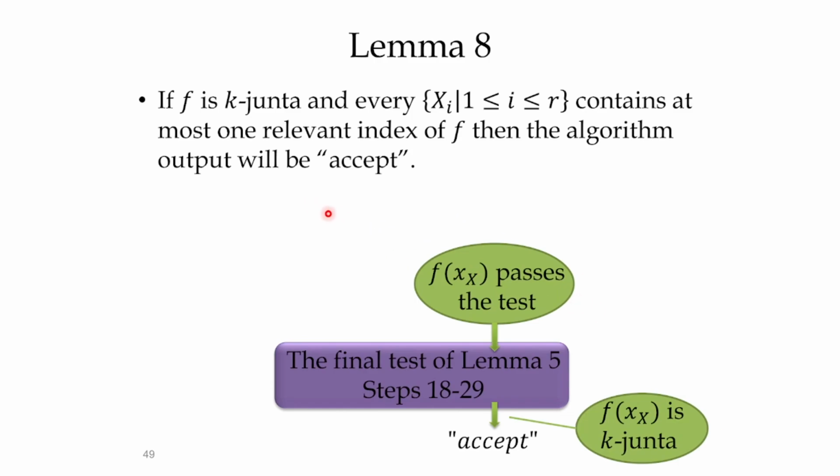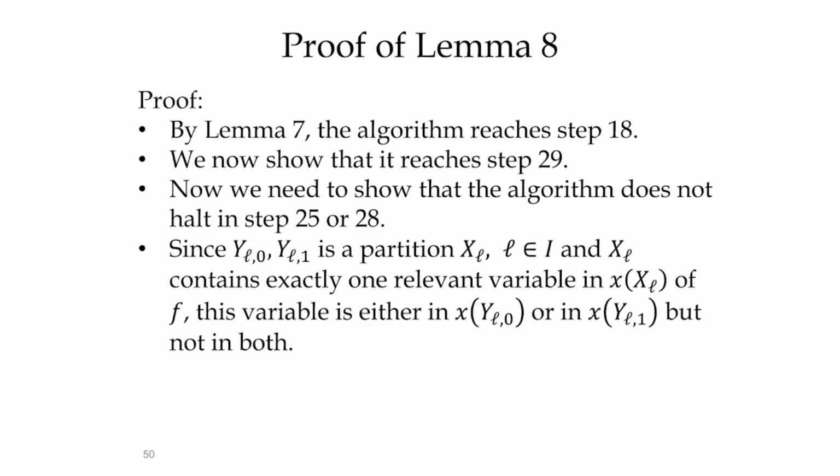Alright, so lemma 8. If f is k junta and every capital Xi, where I is between 1 and r, contains at most one relevant index of f, then the algorithm output will be accept. Alright, let's prove lemma number 8. By lemma 7, the algorithm reaches step 18. We now show that it reaches step 29.